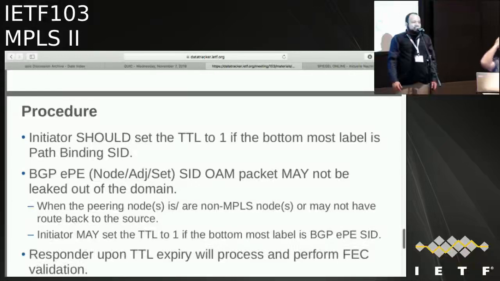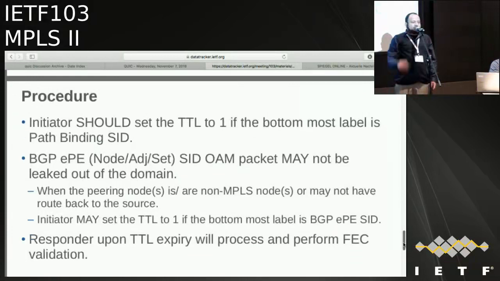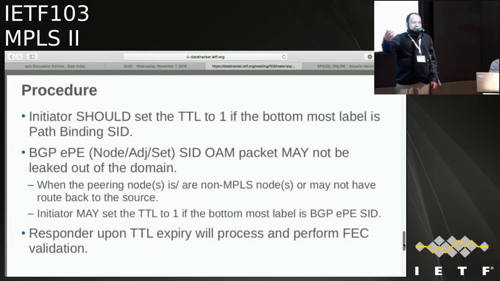So basically, procedure-wise, if you just want to validate the binding SID and you don't want the packet to be switched to the egress of the binding SID, then you can set a TTL of 1. This is in the base RFC and is used so that the packet doesn't get switched. The innermost label's TTL set to 1 is mentioned, but what is not mentioned is the FEC validation.